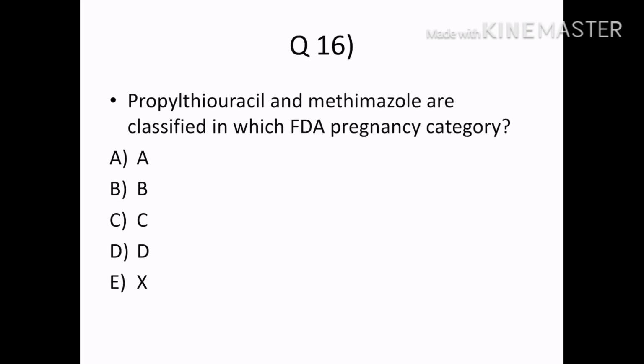Question number 16. Propylthiouracil and methimazole are classified in which FDA pregnancy category? A, B, C, D, X. FDA has classified all drugs into 5 categories according to how safe they are in pregnancy. You have to tell which category propylthiouracil and methimazole belong to.